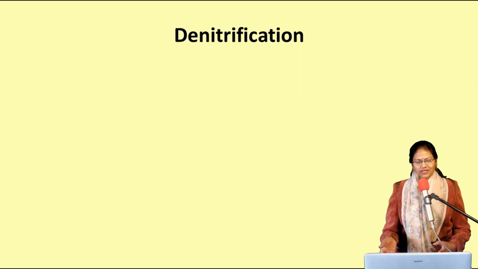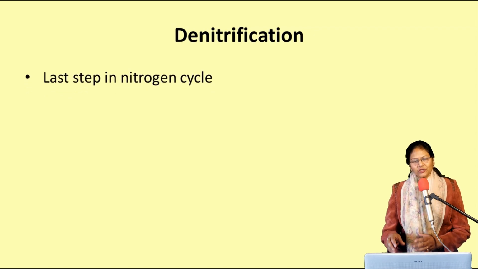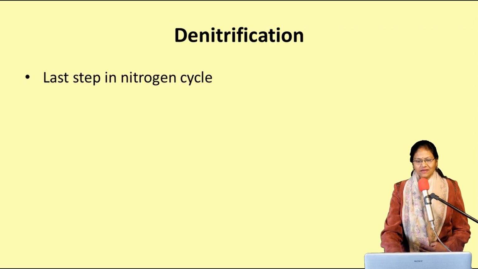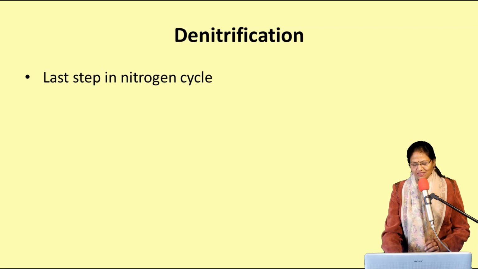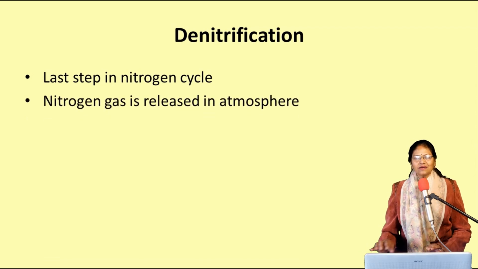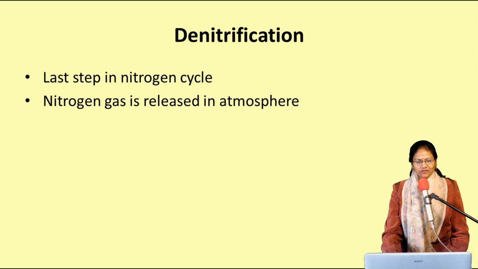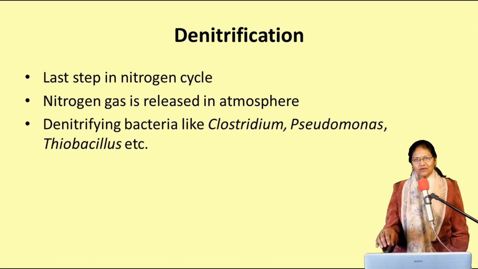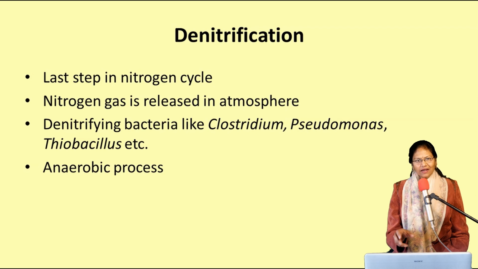This is the last step in the nitrogen cycle, because ultimately nitrogen gas will be formed, which will be released into the atmosphere. Once it goes into the atmosphere, that means there is complete removal of nitrogen. Denitrifying bacteria are the ones facilitating the whole process, and these are Clostridium, Pseudomonas, Thiobacillus, and many others, of course. These anaerobic bacteria are responsible for denitrification. So this whole process is an anaerobic process.